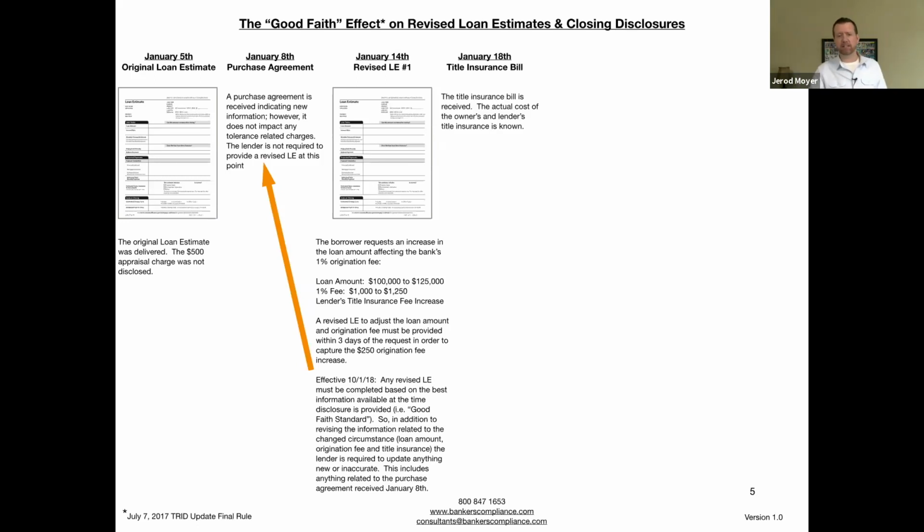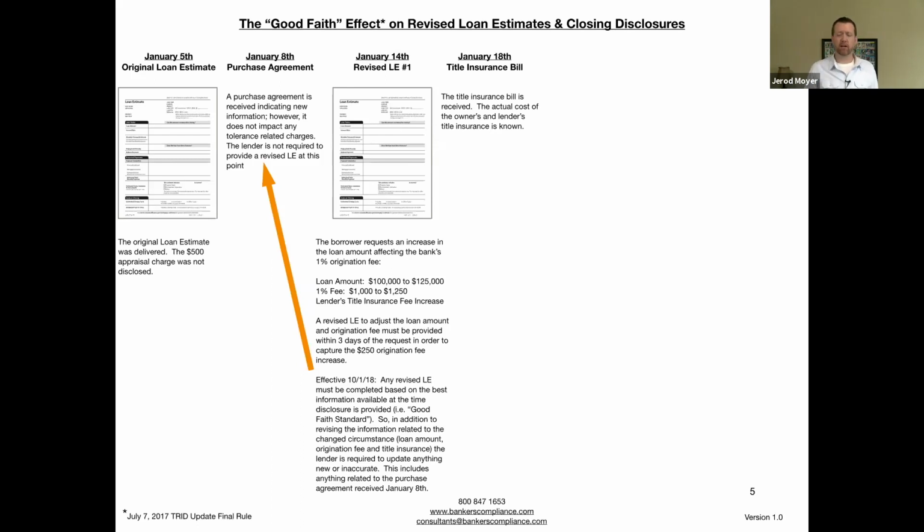Now on January 18th, we get the actual bill for title insurance. It's not a change circumstance. It's just they've sent us the actual bill for what the title insurance is going to be. Do we care? The answer is absolutely yes. We're going to date stamp the day we got the bill for the actual title insurance.